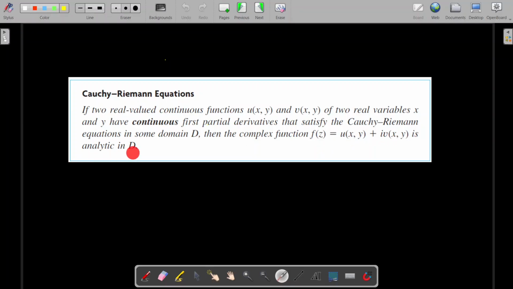is analytic in D. That is, if you have two continuous functions u of xy and v of xy which satisfy the Cauchy-Riemann equations, then the corresponding complex function f of z equal to u of xy plus i v of xy is analytic in the domain. So using these concepts, we will do some problems today.